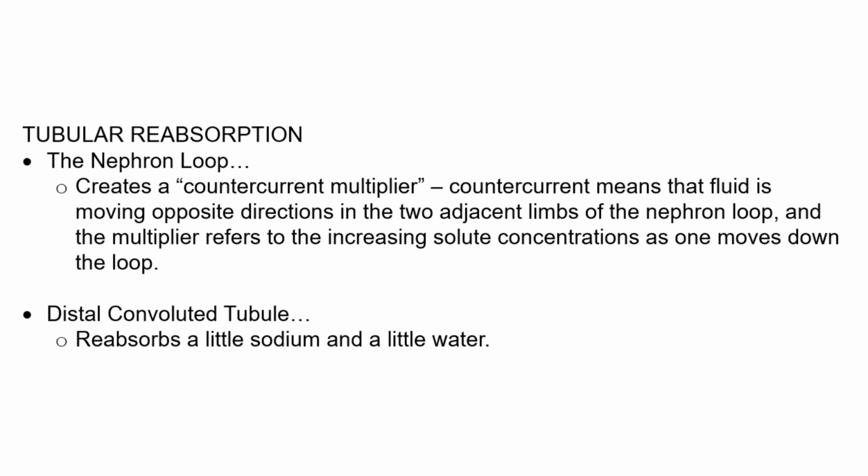Countercurrent means that fluid is flowing in the opposite directions of two adjacent pipes. In this case, those pipes are the limbs of the nephron loop, while the multiplier refers to the increasing and then decreasing solute concentrations as the filtrate moves down the descending limb and then up the ascending limb. Functionally, the distal convoluted tubule reabsorbs a little bit of sodium and water, but the fine-tuning of the reabsorption of both will occur in the collecting ducts.